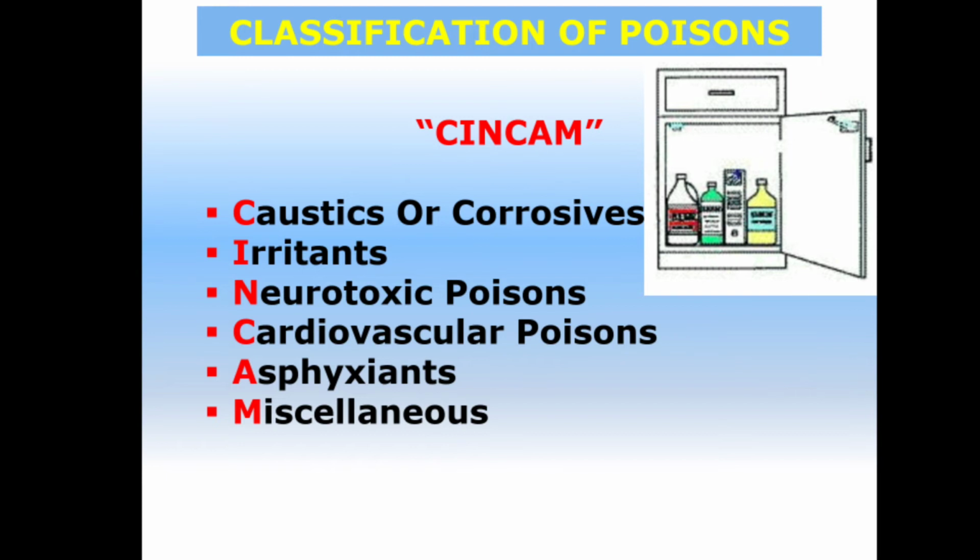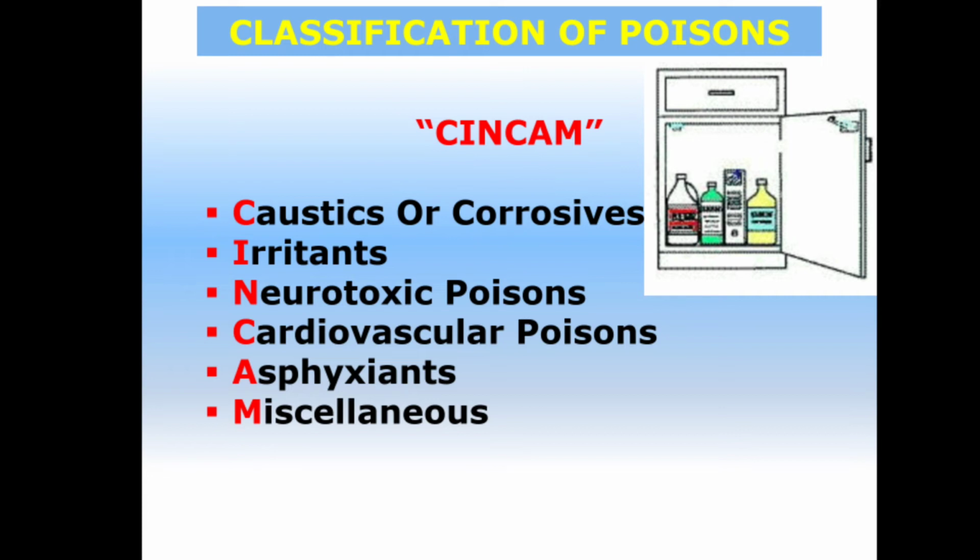The mnemonic that I'm giving you, again, is in the form of an abbreviation or an acronym that can be read off as a word. CINCAM, C-I-N-C-A-M, each letter standing for a group of poisons or a major category. The first C, caustics or corrosives, both mean the same. I for irritants, N for neurotoxic poisons, not neurotic. There's no such thing as neurotic poison. Cardiovascular poisons is second C. Then A for asphyxiants and M for miscellaneous.